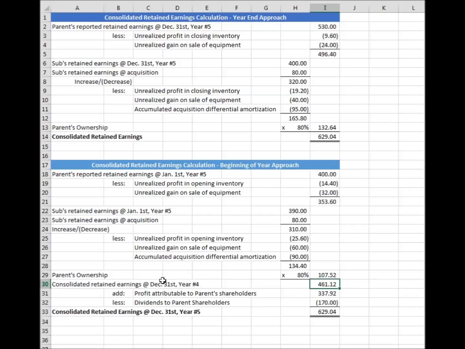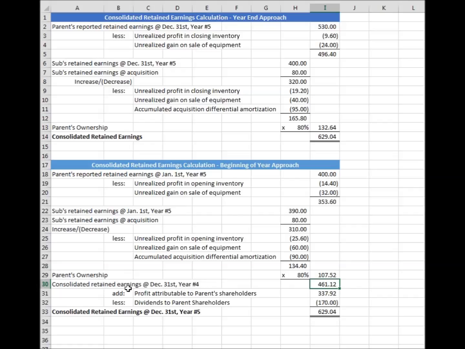That will give us a consolidated retained earnings at December 31st, year 4 of 461.12. And I realized that here I did write December 31st, year 4, and here I used January 1st, year 5. But that's just to show that whether it's stated at the beginning of the period or at the end of the previous period, it's pretty much the same thing.